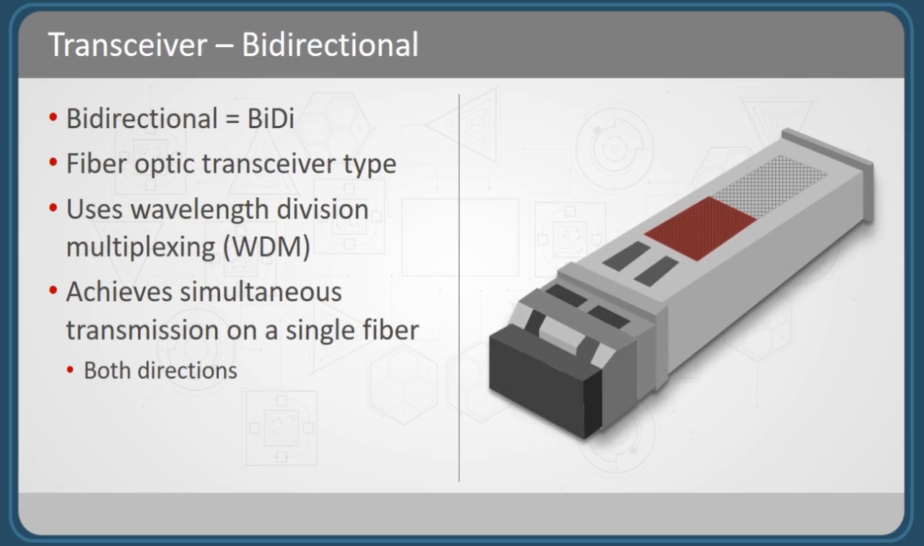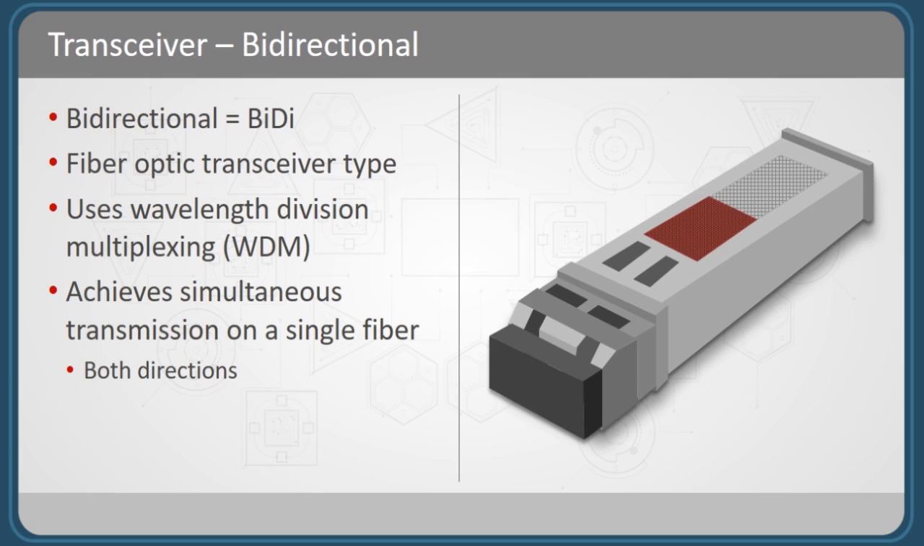Now, the bidirectional transceiver, or what is often prefixed as BIDI in the name, is used for only fiber optic transmissions, and it implements wavelength division multiplexing, or WDM, the variance of the frequency of the transmission, or essentially the color of the light, to achieve simultaneous transmission on a single fiber in both directions.